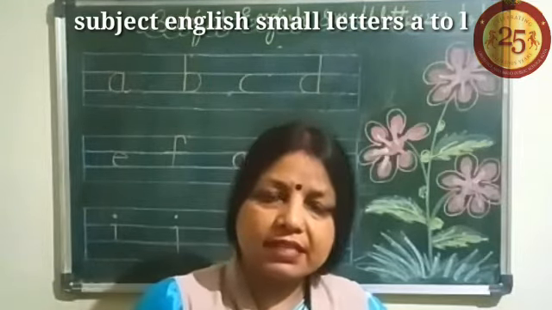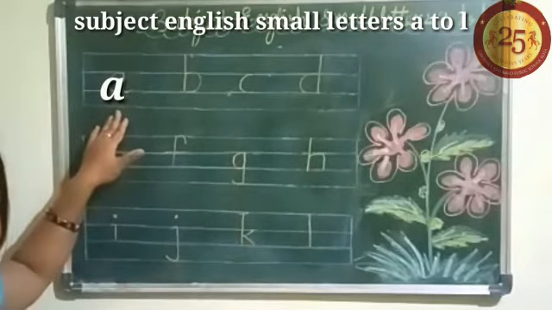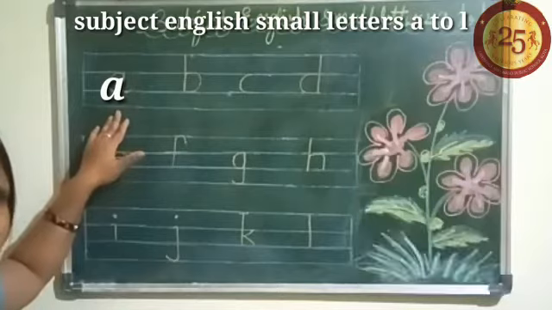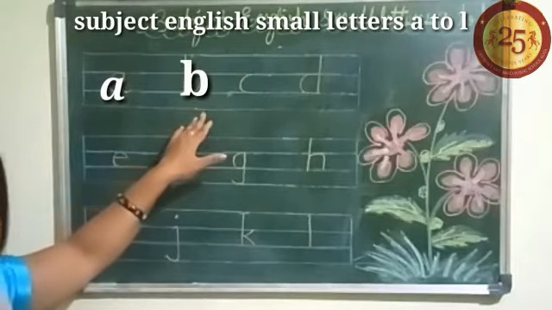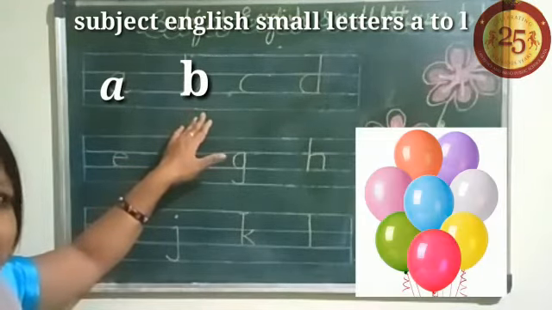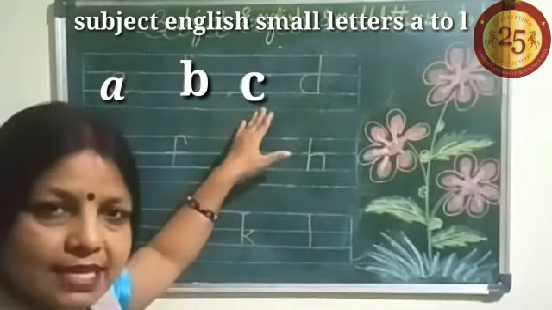Again, I am going to revise it. This is small letter A. A for apple. A for aeroplane. A for ant. This is a small letter B. B for ball. B for balloon. B for bulb. This is a small letter C.